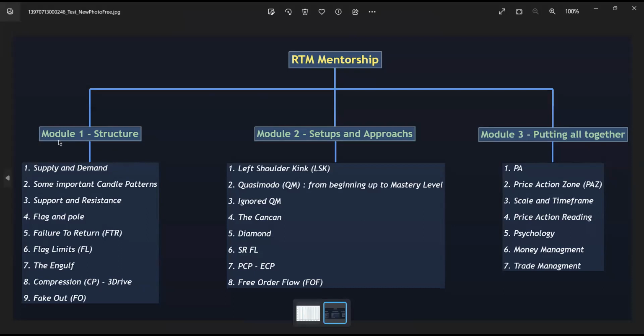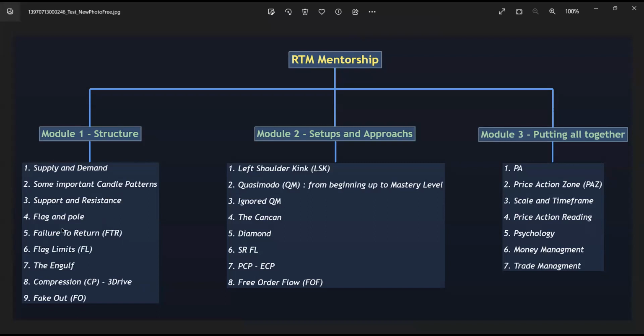The first section of the mentorship is about structure. Here we talk about the supply and demand zone and the important candle patterns. These important candle patterns are just for those who don't have any background in technical analysis on RTM. In the future, we dig into the candles and find out what is going on there.